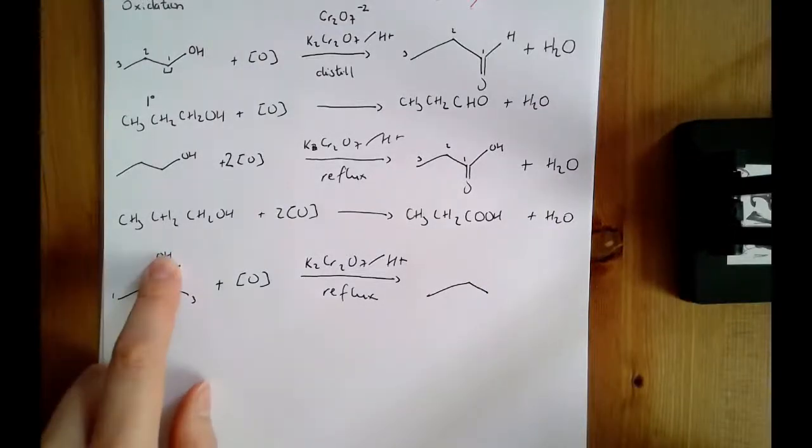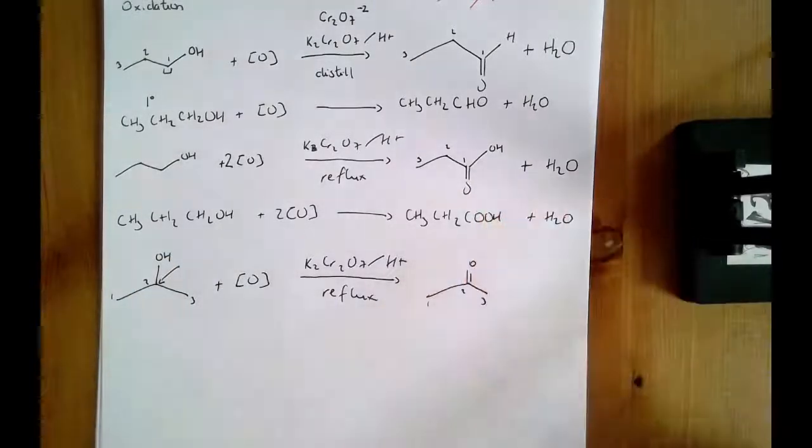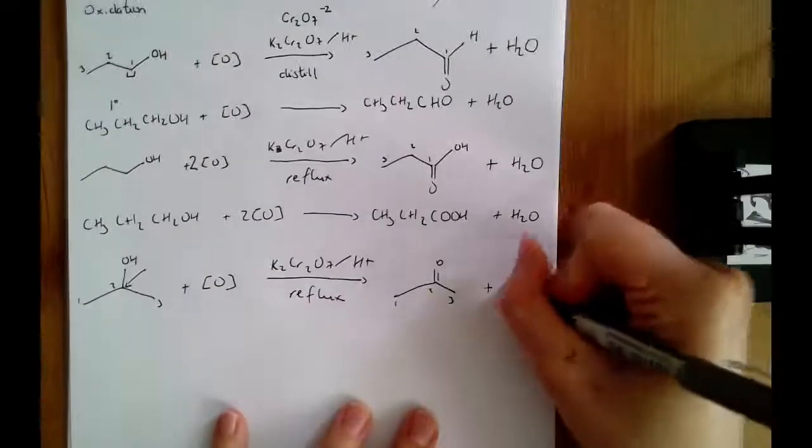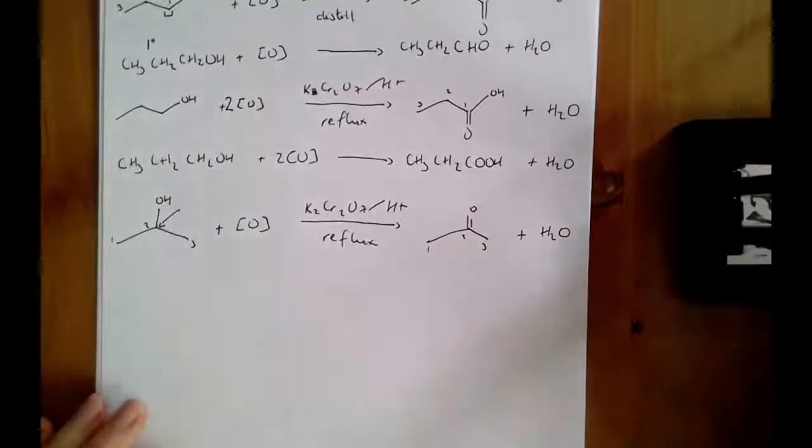Carbon number 2 is bonded to an alcohol functional group. I'm now going to change it so that carbon number 2 has a ketone instead of an alcohol, and I'm also going to form H2O. Don't need to go back and balance this, it is already balanced.